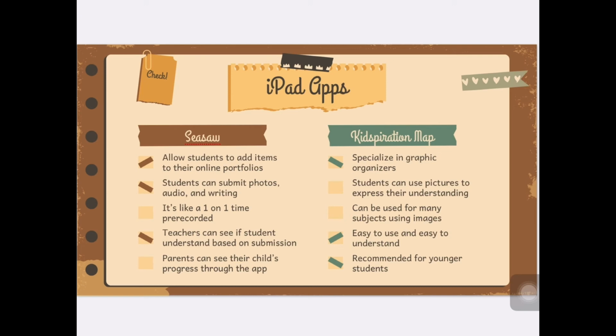Next is Kidspiration Map. This is also similar to Seesaw, but it's focused more on images, okay? It's specialized in graphic organizers. There are a lot of pictures, so you basically use pictures that are provided to learn, to help you understand, and to present, okay? Students can use these pictures to express their understanding of something. It can be used for many subjects as well, using the images to explain it. And it's easy to use and easy to understand.